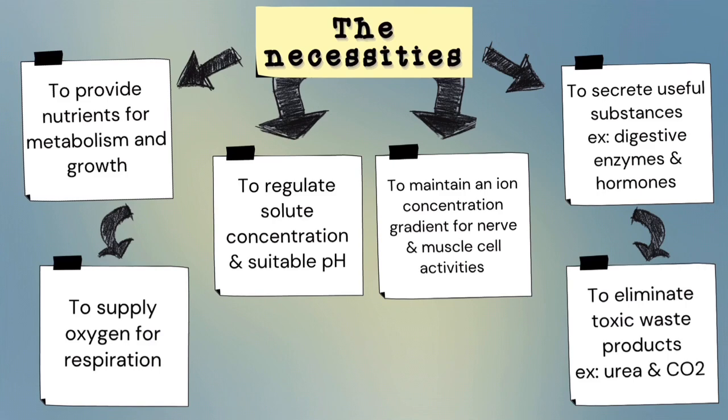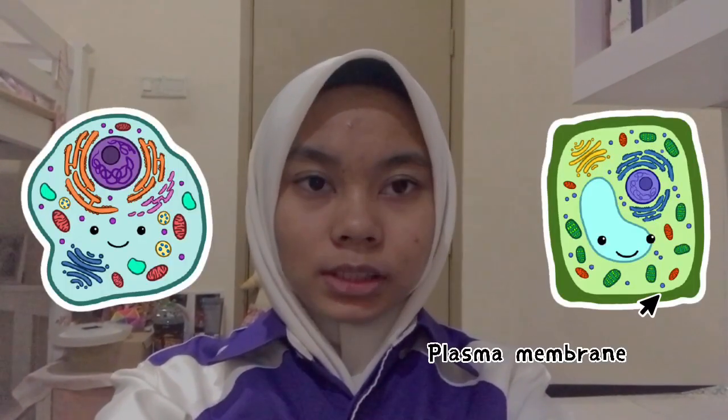Now, we know the structure of plasma membrane and the characteristics of substances that are able to move across plasma membrane. But, what are the necessities of the substances to move across plasma membrane? As we all know, in the previous chapter, we learned that plasma membrane exists in plant cell and animal cell or human cell. But where is it? Do you remember? In human cell, plasma membrane can be found in our cheek cell.